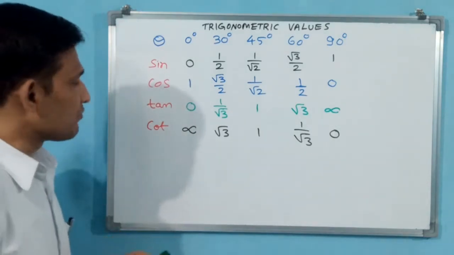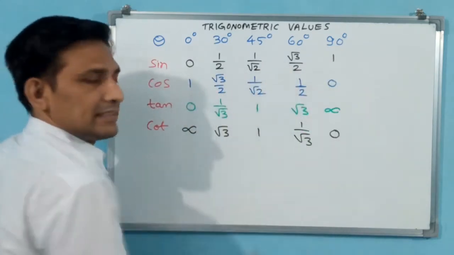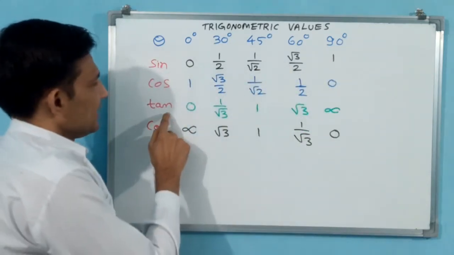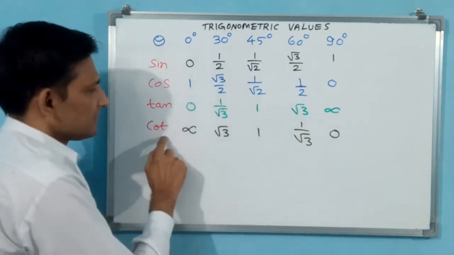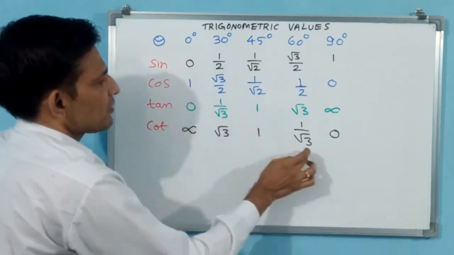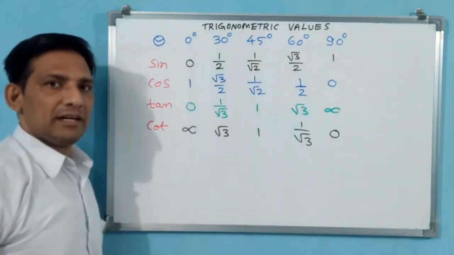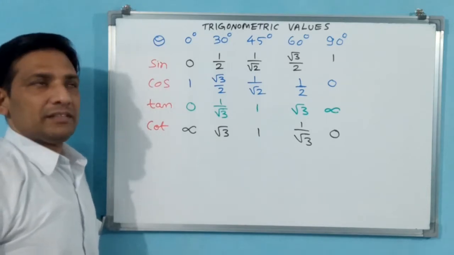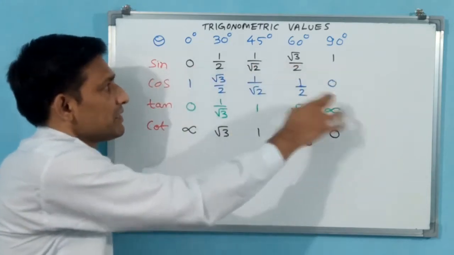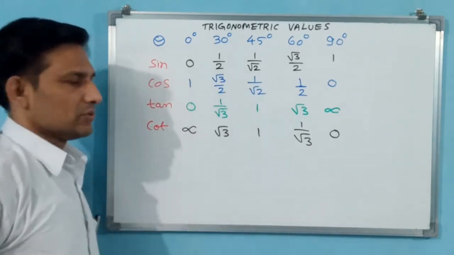Now stop and observe how these have come. Like sine we reversed for cos, like tan we reversed for cot. You see: infinity, root 3, 1, 1 by root 3, 0. You understand, na? Based on only these results until now we have derived all this.